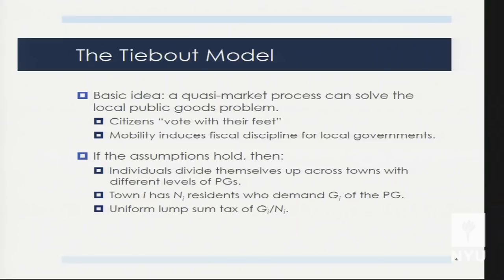It'll be true that we can actually just finance that with a lump sum tax of g_i divided by n_i, because everybody in town i has the same marginal benefit of public goods. We can just impose a lump sum tax. And what do we know about lump sum taxes? What's the golden, beautiful thing about lump sum taxes? They have no deadweight loss.